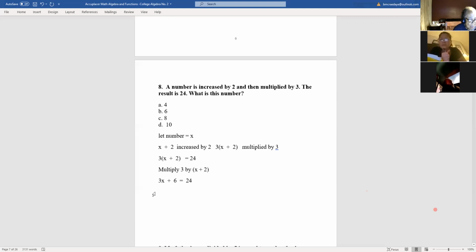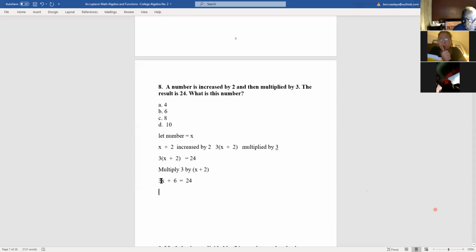Now you gotta do the x by x plus 2. No. You see the 6 here and the 24? Those are constants. I want to get this 6 over here with this other constant 24. So what do I do to both sides to get my 6 over to the right of the equation?